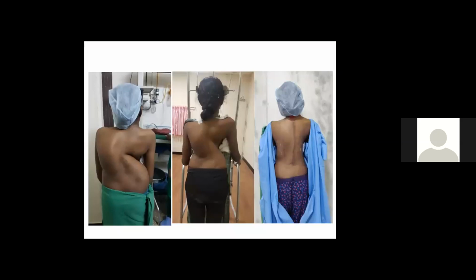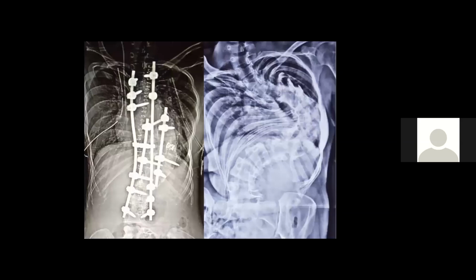So this was the clinical picture you can see. But even though the patient had 1 month of halo traction and improved pulmonary function, the patient needed almost 36 hours of ventilatory support following surgery.